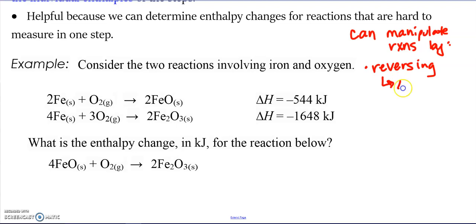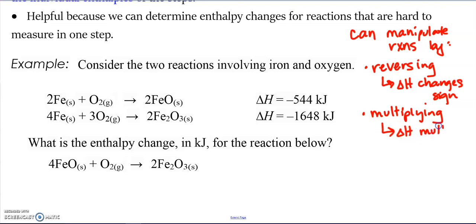When we do that, and this was talked about in a previous video, delta H changes sign. So if it was positive, it becomes negative. If it was negative, it becomes positive. Another thing we can do is multiply reactions, and this can be by a factor of 2, 3, 4. It could also be a half, because multiplying and dividing are actually the same mathematical operation. So it could be multiplying by a half or dividing by 2 or 3 or anything like that. When you multiply, your delta H multiplies too.